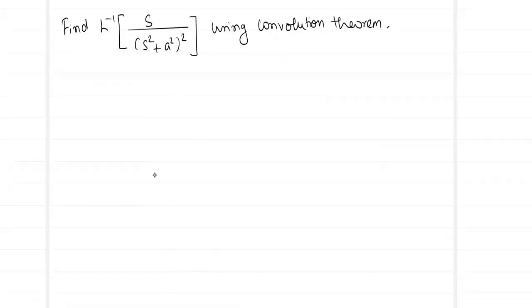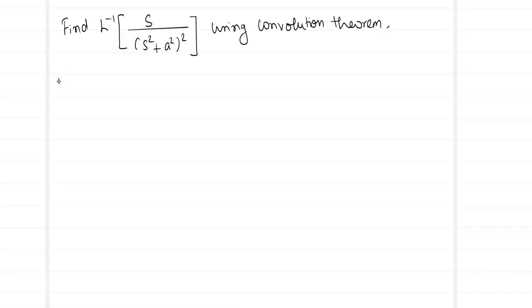Let us find the Laplace inverse of s by (s square plus a square) the whole square using the convolution theorem. If the phrase convolution theorem is not given in the exam, then we can solve the problem by any method. But if the process has been specified, we will have to strictly stick to the required process and evaluate it accordingly.